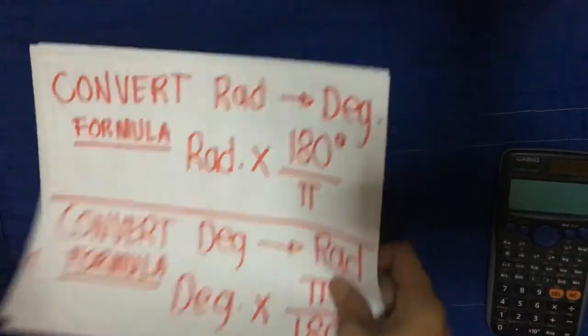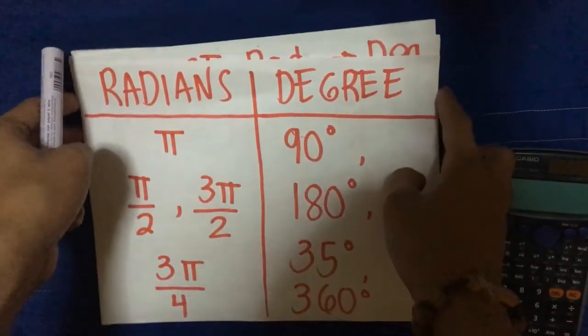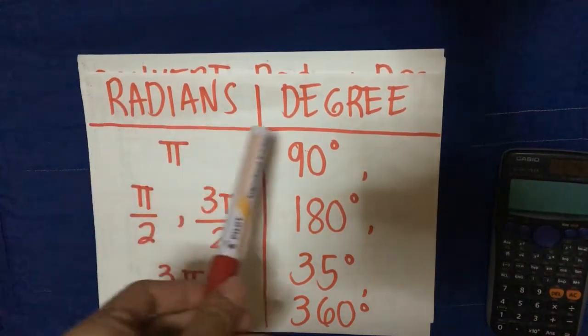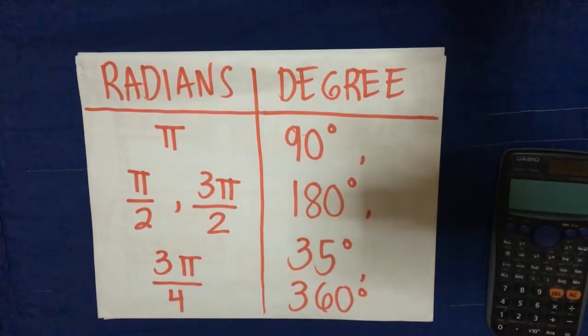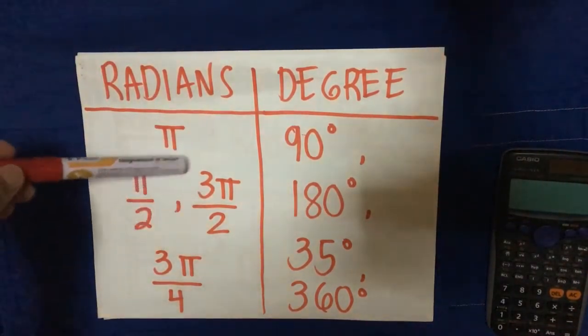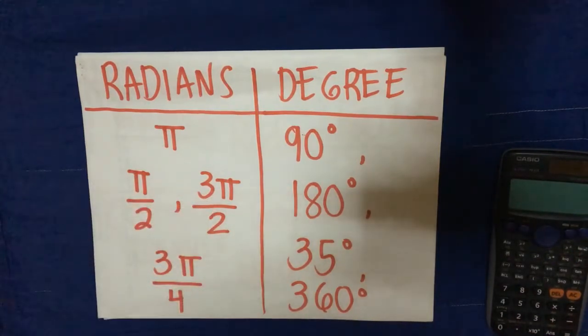But before that, let's first define everything. We all know that in trigonometric functions, these are the numerals used in solving: we have the radians and the degrees. How are we going to differentiate these two? Radians are expressed as, for example, pi over 2, 3 pi over 2, 3 pi over 4. These are examples of radians.